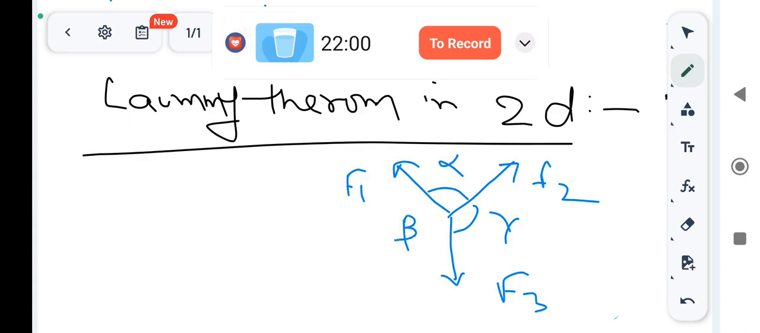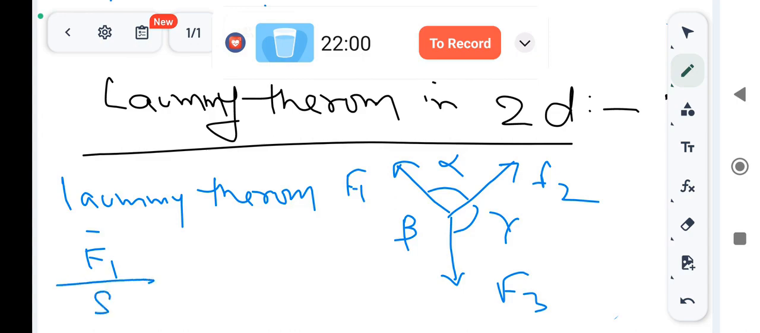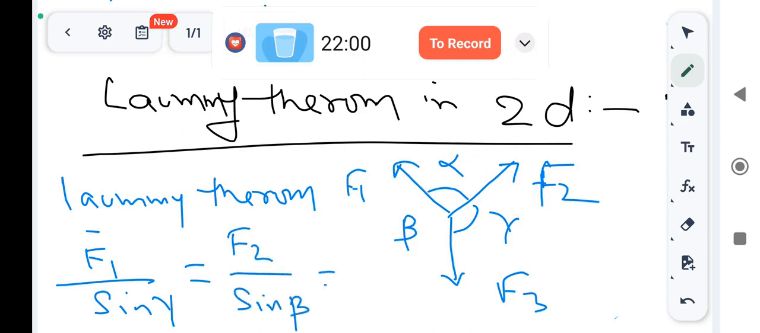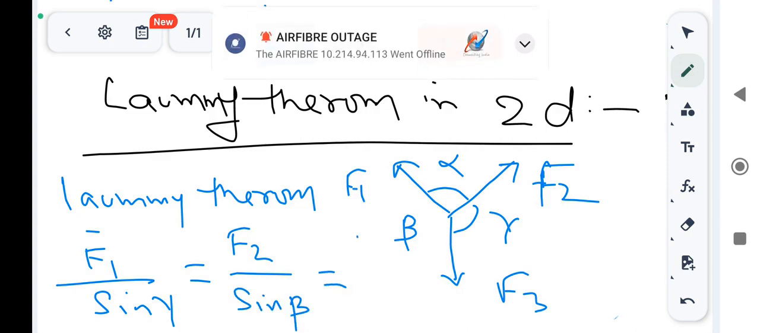Then what is the Lamy theorem? According to Lamy theorem, F1 upon, what is the angle opposite to it? Gamma. F1 upon sin gamma equals F2 upon sin beta, since beta is the angle opposite F2, and F3 upon sin alpha, since alpha is opposite F3.